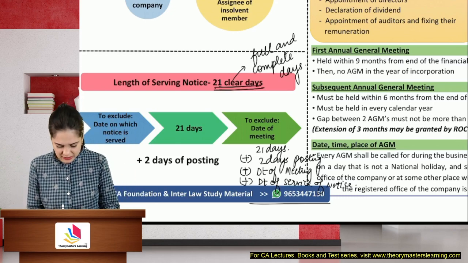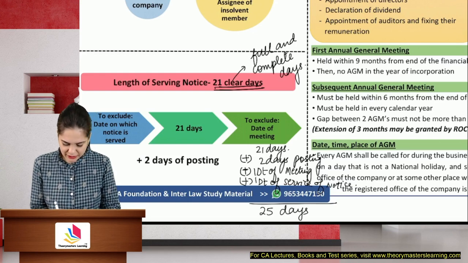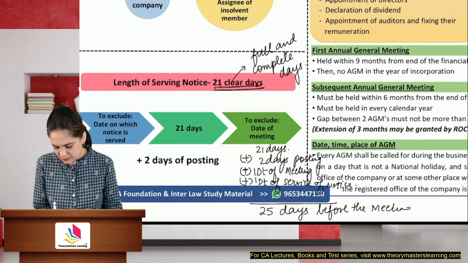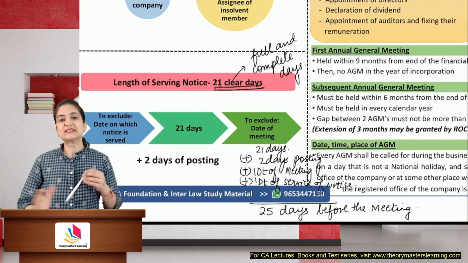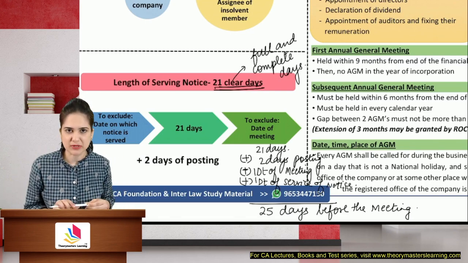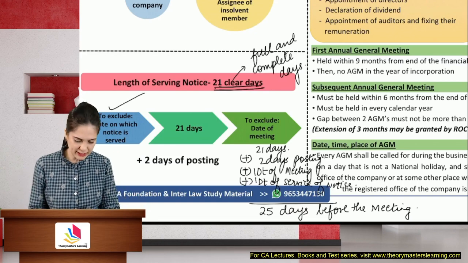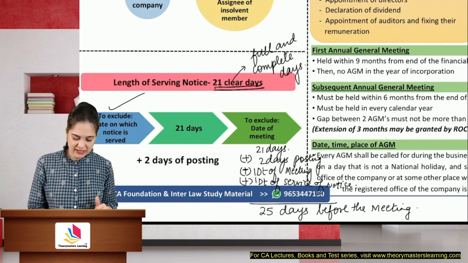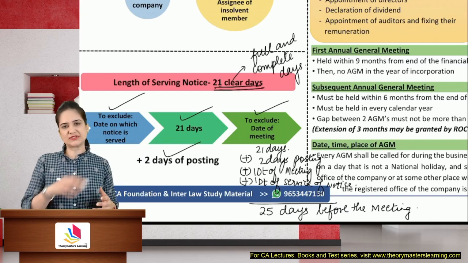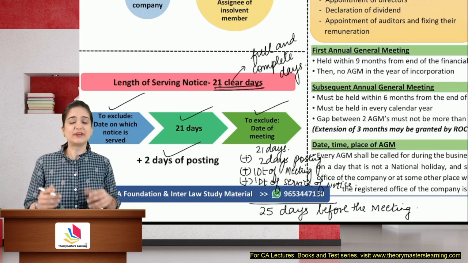So if I consider all this, plus one day, I need to dispatch the notice at least 25 days before the meeting. Only when it is dispatched 25 days before the meeting, I will get 21 clear days of notice for the members. So you need to ensure that the notice is dispatched at least 25 days before the meeting. So we will exclude the date on which the notice is served, we will exclude the date of the meeting, and we will include 2 days of posting. So considering all this, we will have to send the notice at least 25 days before the meeting.